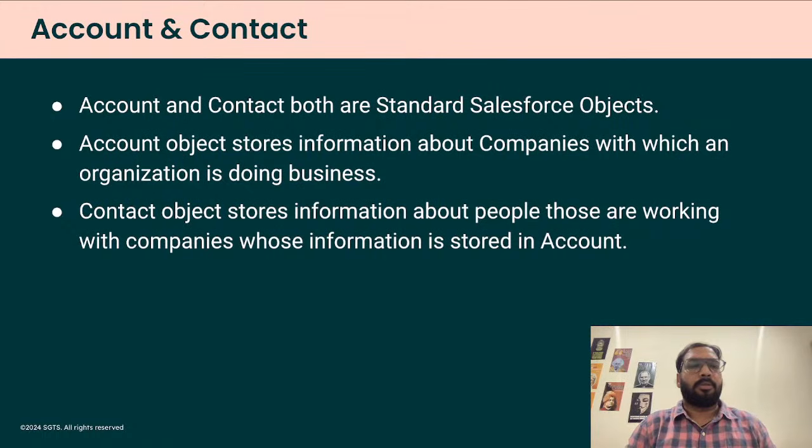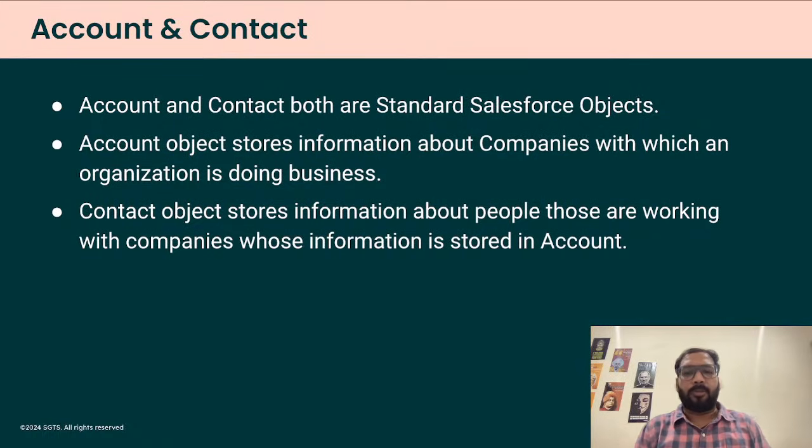Whenever you log into any org, these two objects will be available automatically. The account object basically stores information about companies with which an organization is doing business. And the contact object stores information about the people who are working with the companies whose information is stored in account. So account means you store the information about the companies with which your organization is working.